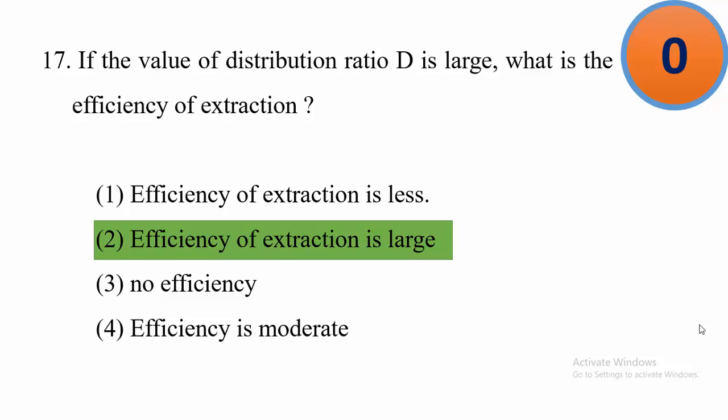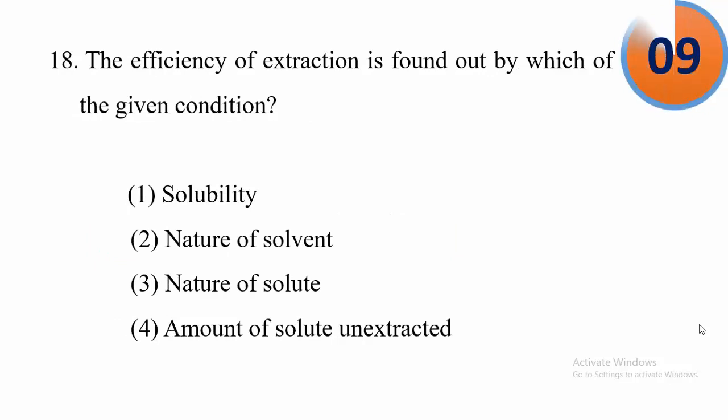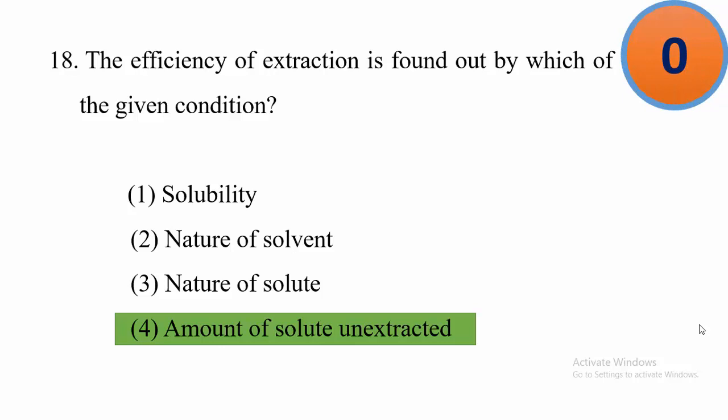If D is large, it means the concentration of solute is more in the organic phase, that means the extraction efficiency is large. The efficiency of extraction is found out by which of the given conditions? Solubility, nature of solvent, nature of solute, amount of solute unextracted. The correct option is amount of solute unextracted, because the efficiency depends on the amount of solute unextracted. If the amount of solute unextracted is less, efficiency of extraction is more.